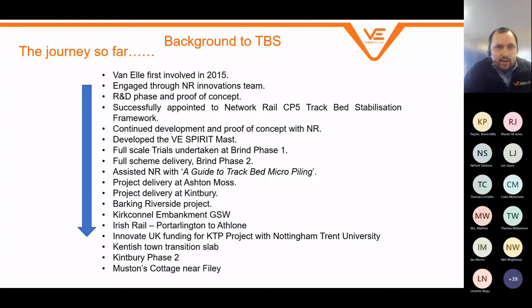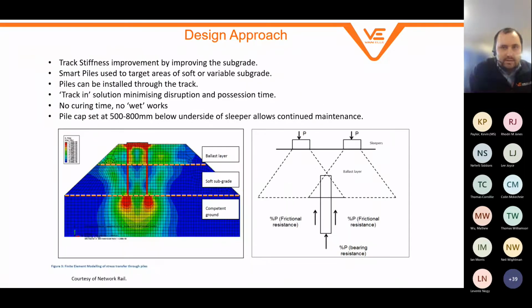And then went on to full-scale trials undertaken at Brind Phase 1. We then extended that scheme due to the success there into Brind Phase 2, and then assisted with a guide to trackbed micro-pilot. We then went through project delivery at Ashton Moss, Kintbury, Barking Riverside, Kirkconnell. We did a pilot project for Irish Rail. That's one of our case studies that we'll talk about today. We then secured Innovate UK funding for a KTP, or Knowledge Transfer Partnership project with Nottingham Trent University, and then went on to do Kentish Town Transition Slab Track, Kintbury Phase 2, and Muston Cottage was the latest scheme that we've completed. So a real variety of different schemes over the past few years.